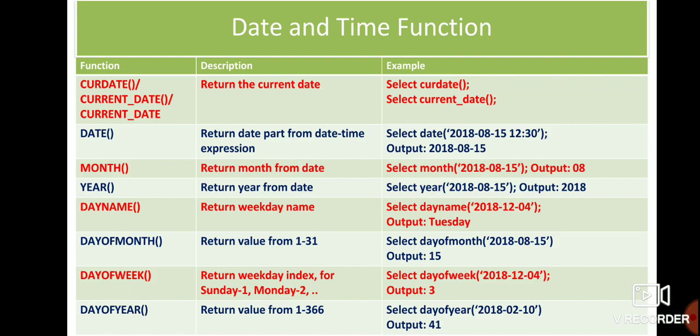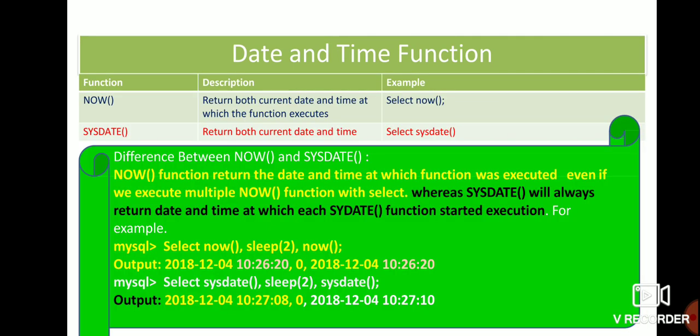Next is DAYOFYEAR. It returns a value from 1 to 366. What is the day of year? It will count like 10 to 2018. So it is the 41st day. Okay. Next, see now. What is NOW? It returns both the current date and time at which the function executes. Okay. Next is SYSDATE. It returns both current date and time as per the system.